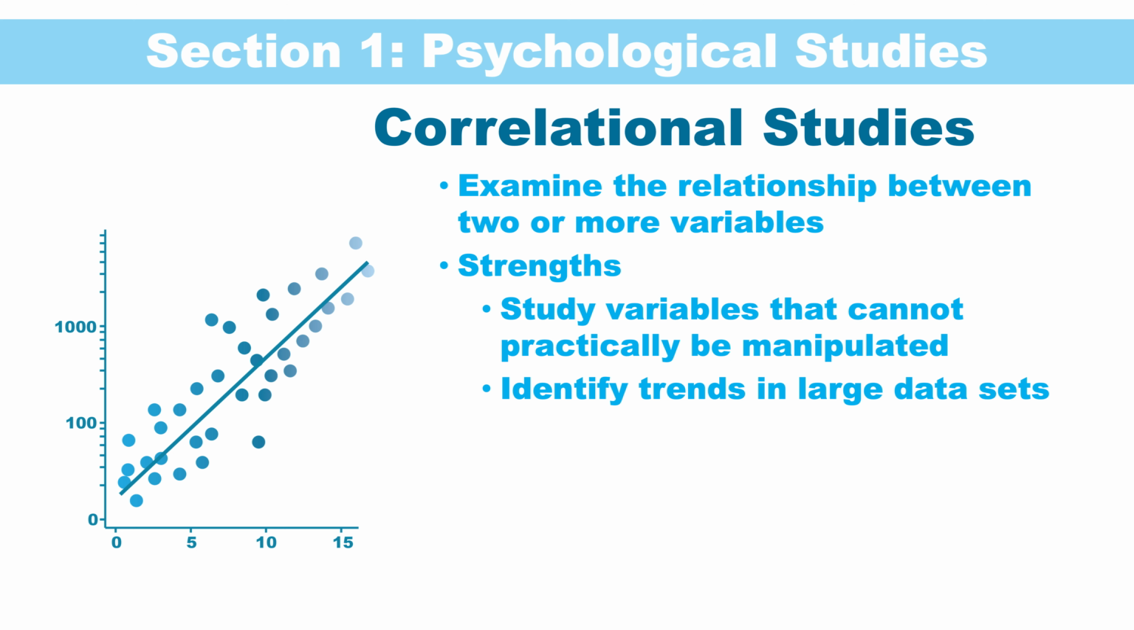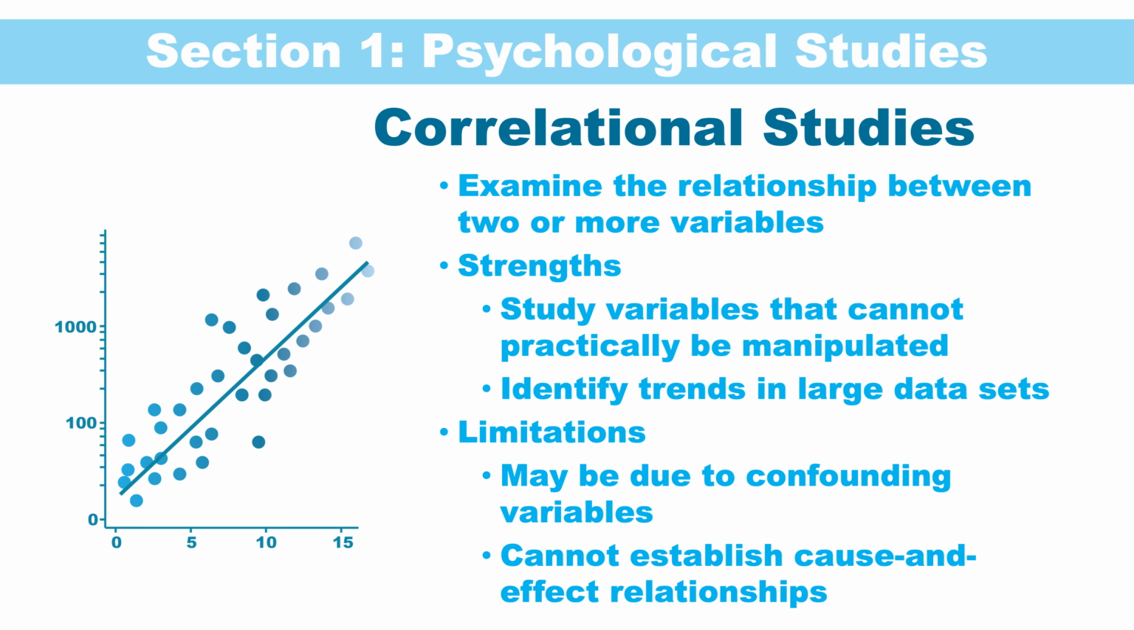Some strengths of correlational studies include that they're useful for studying variables that can't be ethically or practically manipulated. They can also analyze large data sets to identify trends. Some limitations include that correlations may arise from confounding variables, and they cannot establish cause and effect relationships. Let's say we do find a correlation between bracelet wearers and improved balance. Does this mean that the Power Balance bracelet caused the improvement? Or could confident, coordinated people be more likely to buy and wear the bracelet? Correlational studies alone can't answer this question.